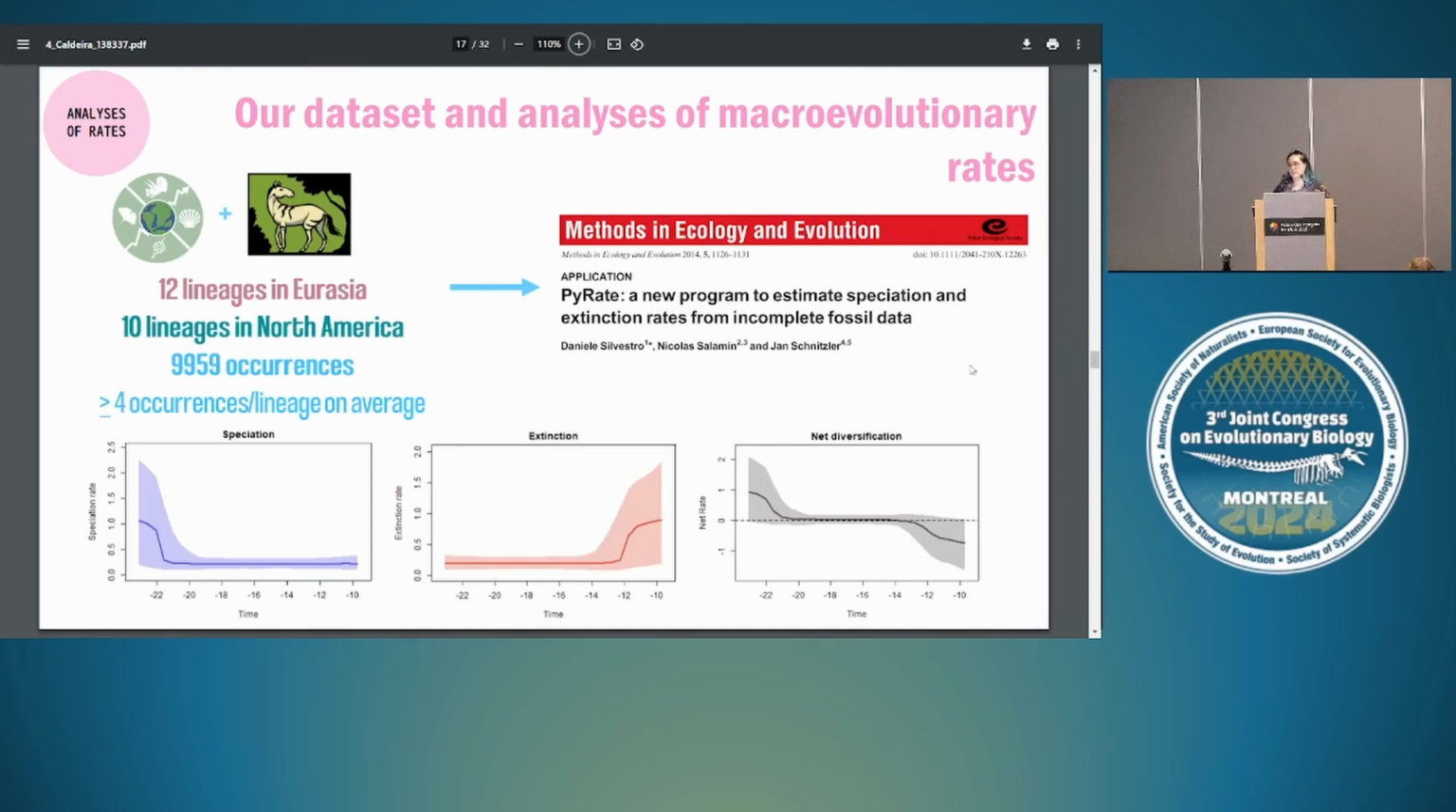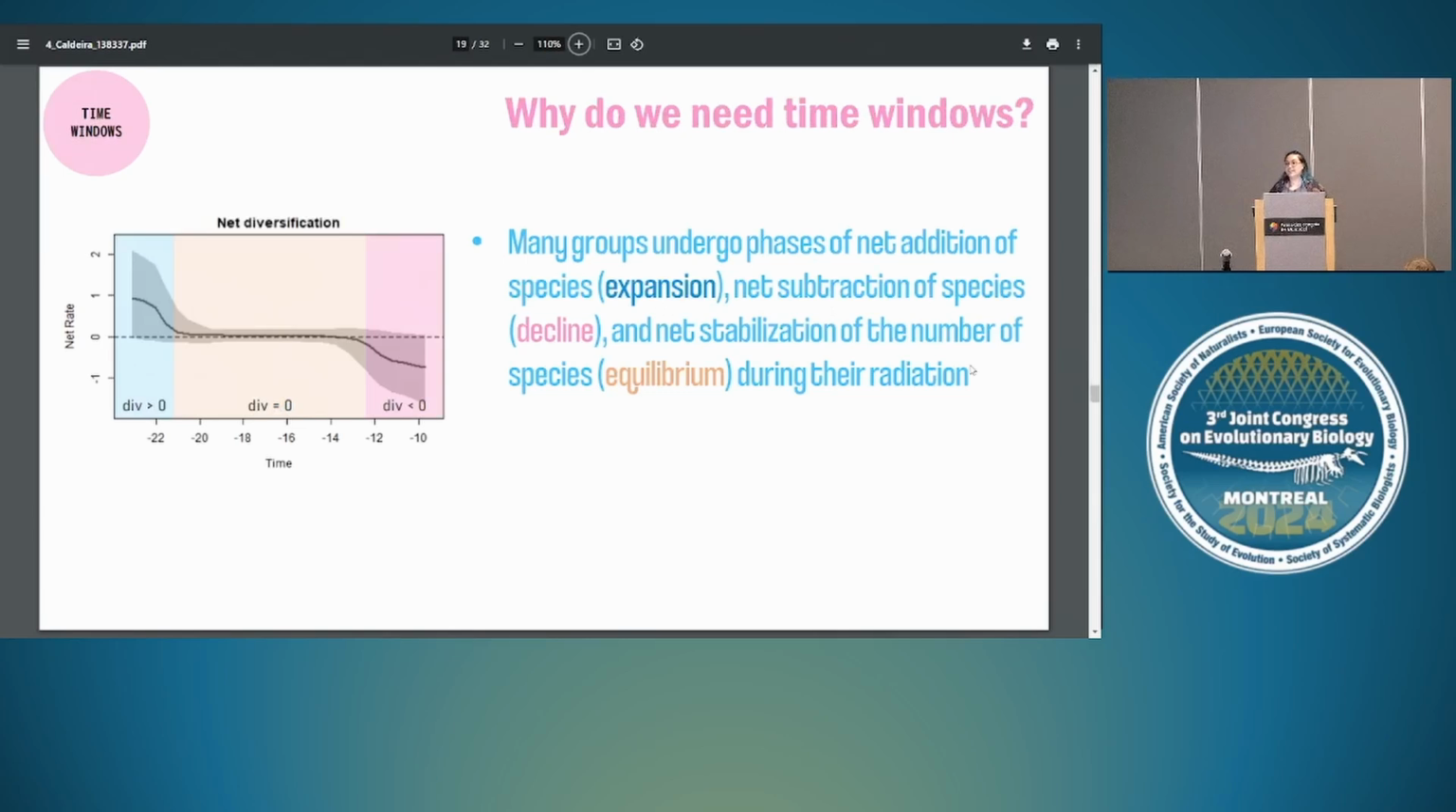Then we put those occurrences through PyRate, which estimates, among other things, speciation, extinction, and net diversification rates. What I'm showing you is a PyRate result. In order to divide the diversification dynamics into time windows, we use net diversification rates. But why do we need to divide it into time windows? I showed you this example on the last slide.